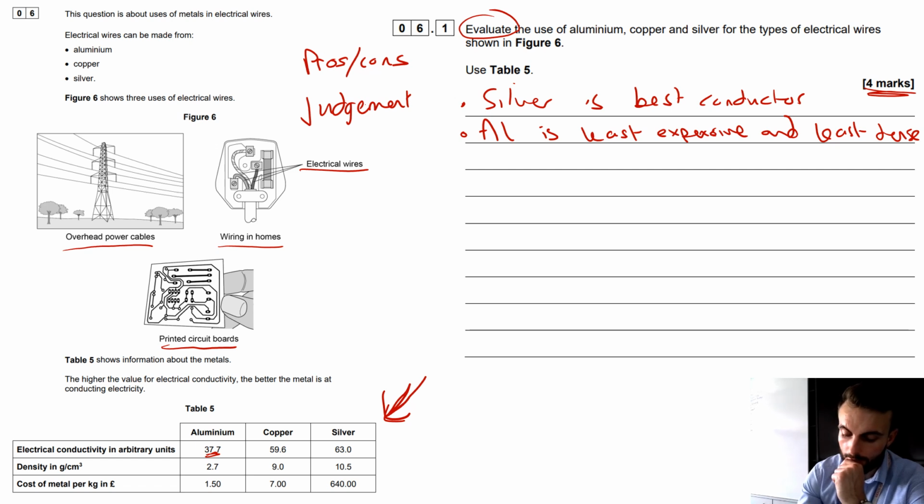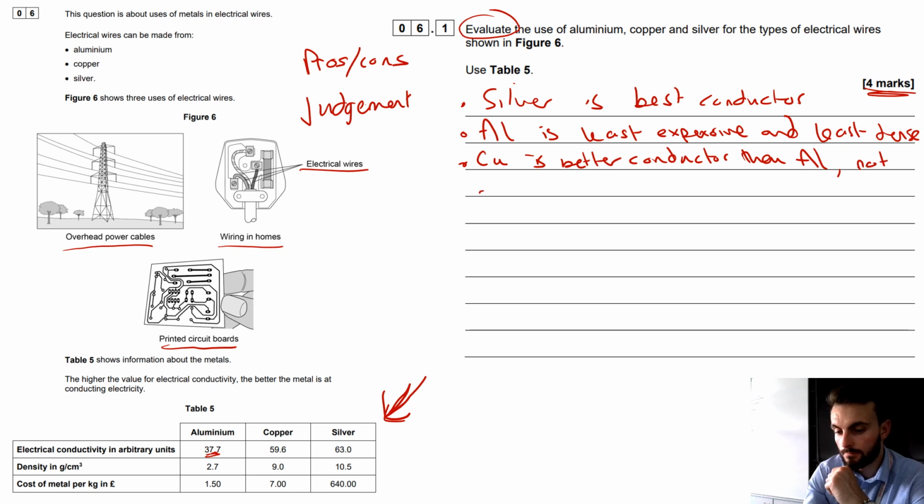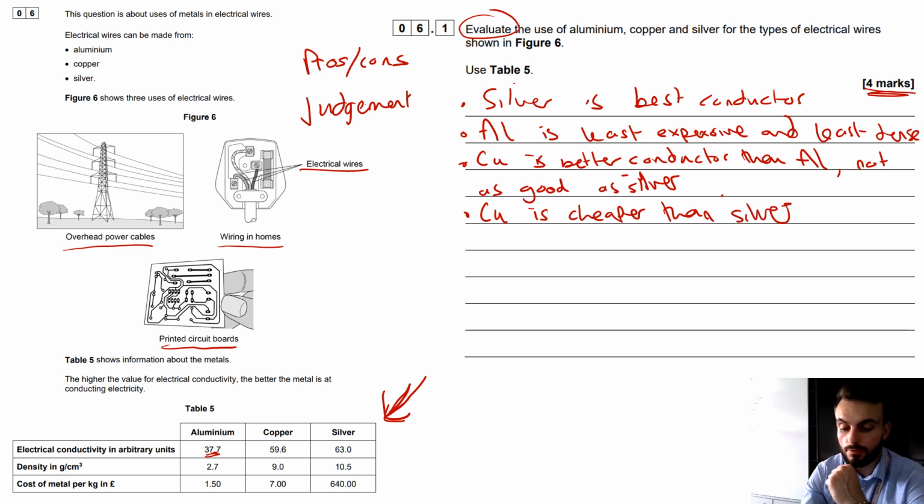Then I can say something else. So we look at copper. Copper is better than aluminium for conducting electricity, but it is not quite as good as silver. However, it is cheaper than silver. All I'm doing is just looking at the table and writing out anything I can see, what the data is telling me.